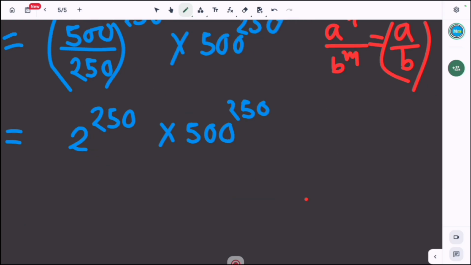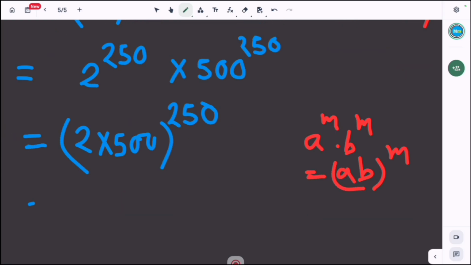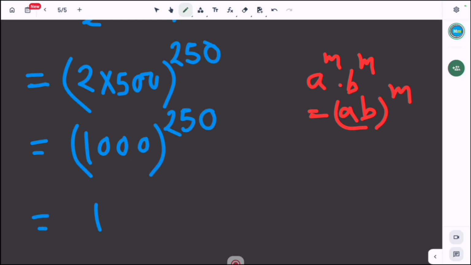So one more formula: a to the power m into b to the power m equals ab whole to the power m. Equals 2 into 500 whole to the power 250. 2 into 500 becomes 1000 whole to the power 250. 1000 can be written as 10 to the power 3 whole to the power 250.